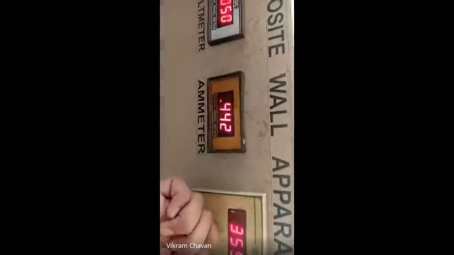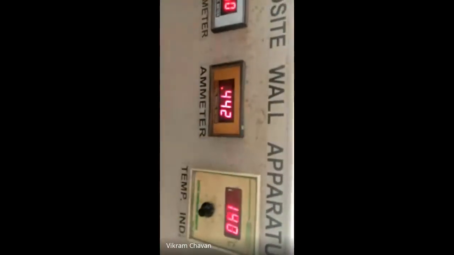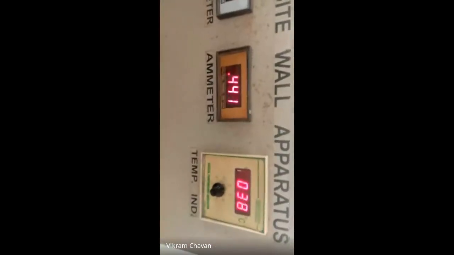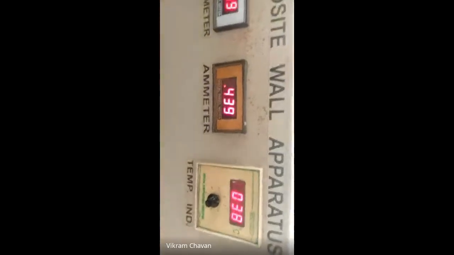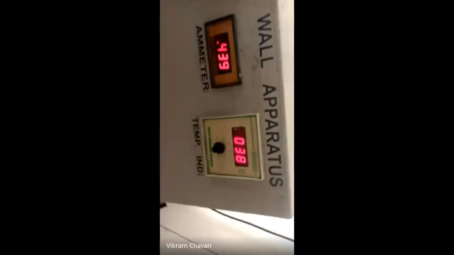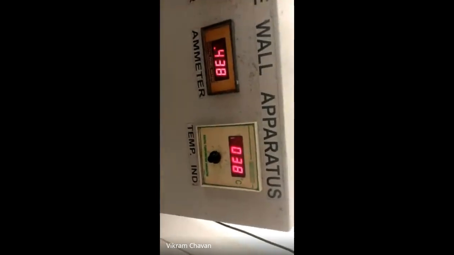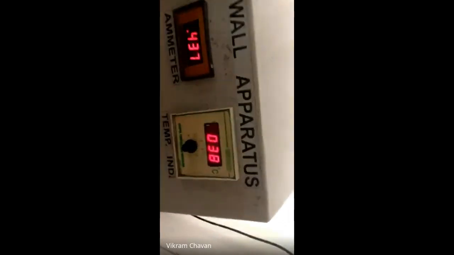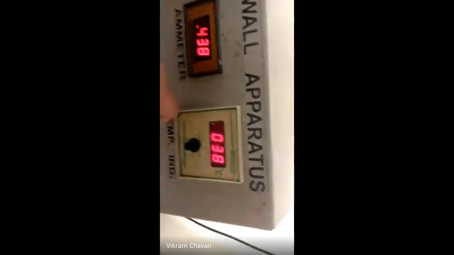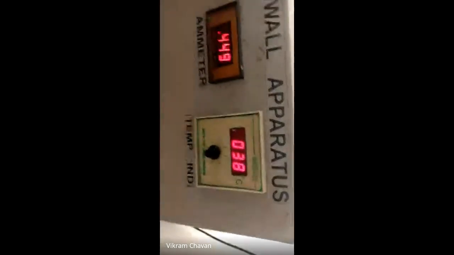T8 is not working, so we can consider the T7 reading for T8. T7 is 38, so we consider the reading of T7 as the reading of T8, as both thermocouples are placed equidistant from the center position. Actually we are taking the average, so 38 plus 38, we will take as 38 only.